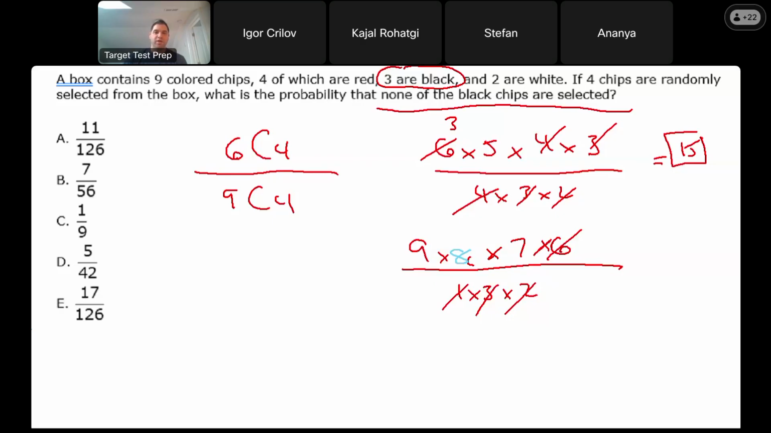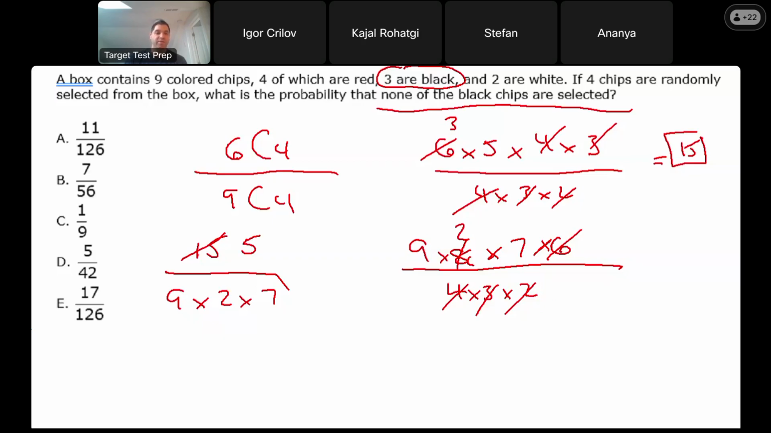The 8 here, 4 goes into that 2 times. So we end up with 15 on the top, and then a 9 times 2 times 7. Now, if you don't want to do 9 times 2 times 7 out initially, what you can end up doing, of course, is reducing here.